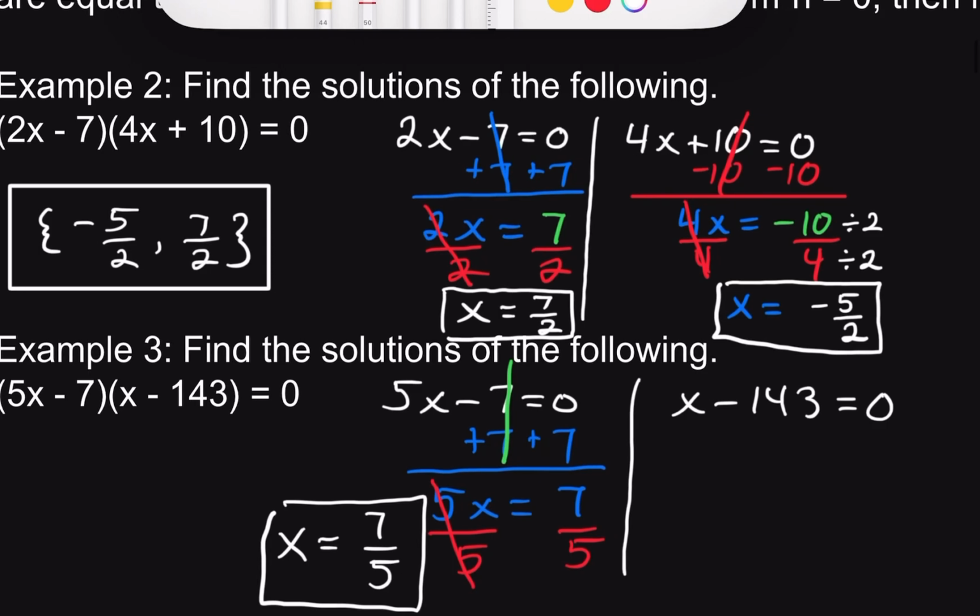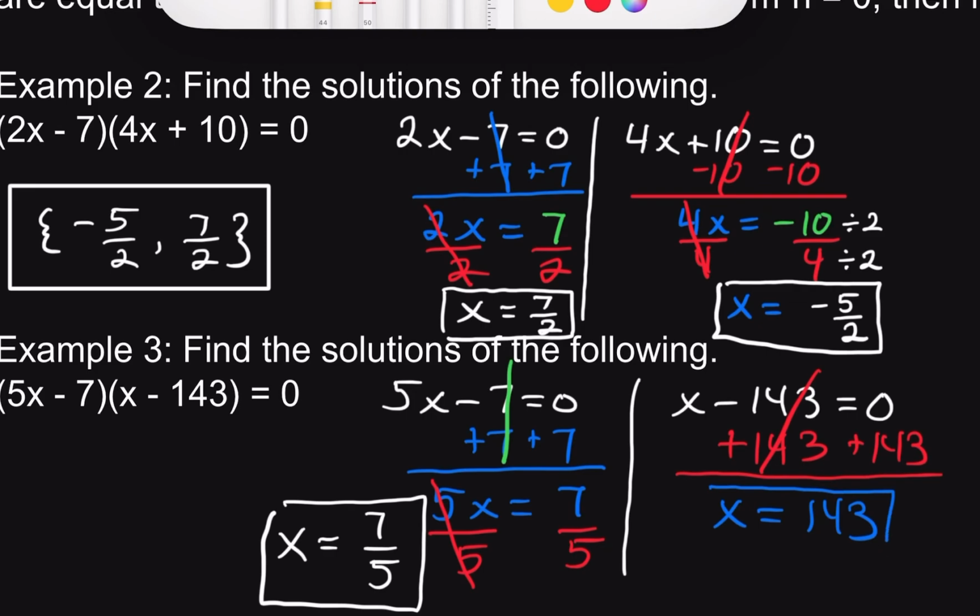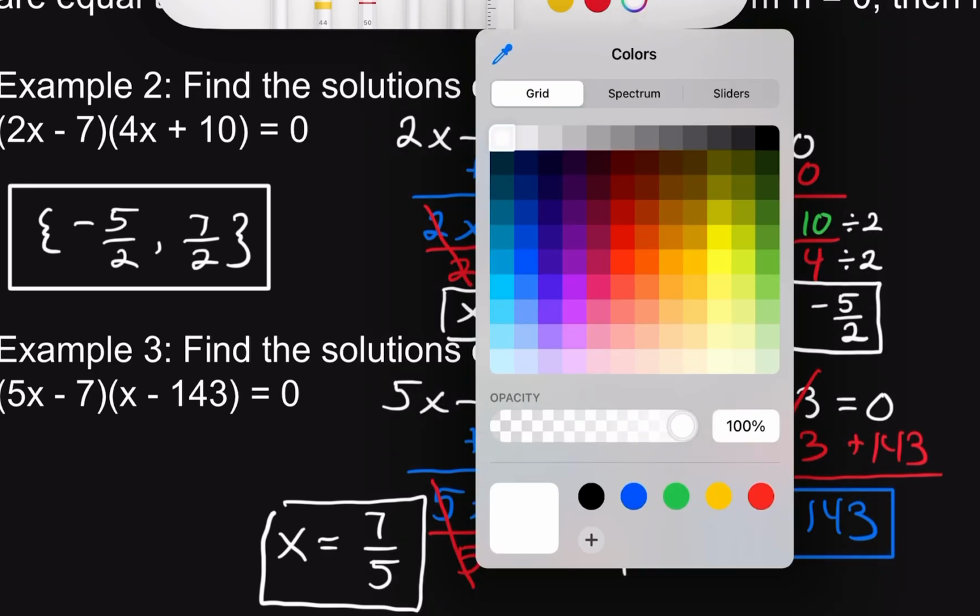Now for the next solution, we want to get x by itself. So we're going to add 143 to both sides. Because we have subtraction here, let's add 143 to both sides. These two cancel each other out. And now we have x is equal to 143. And because x is already by itself, that is the solution to this question. Well, to that part at least.